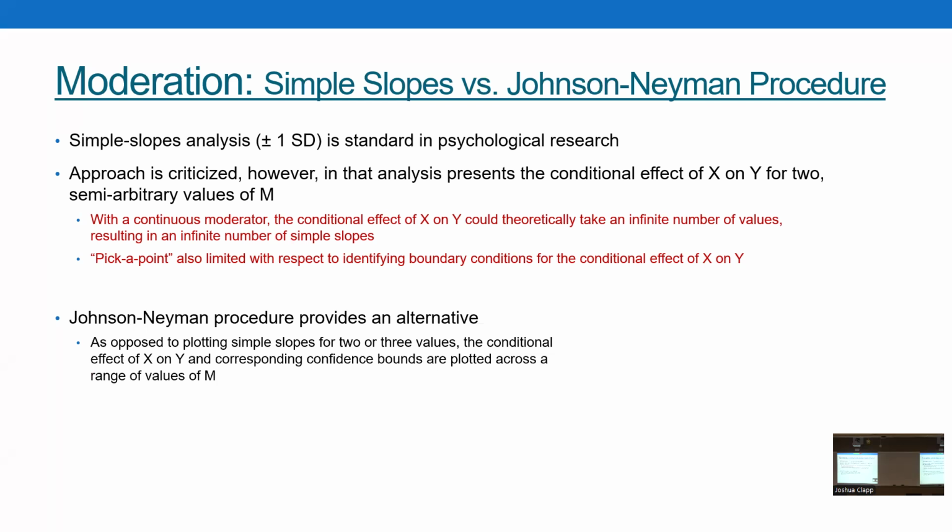With the Johnson-Neyman procedure, instead of plotting a simple slope for two or three different values, we're plotting out the conditional effect of X on Y, that unstandardized coefficient, and the resulting confidence bounds are plotted across the full range of the moderator.